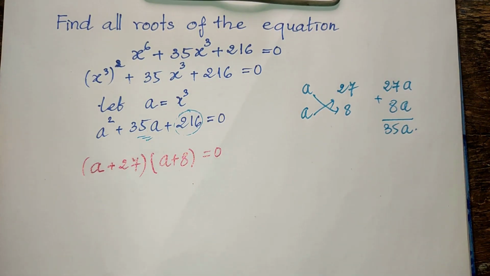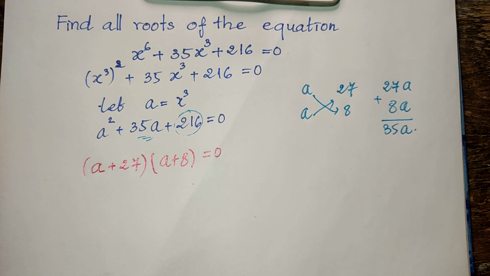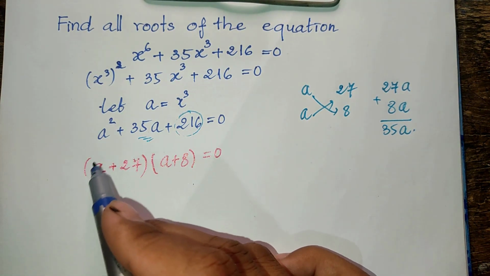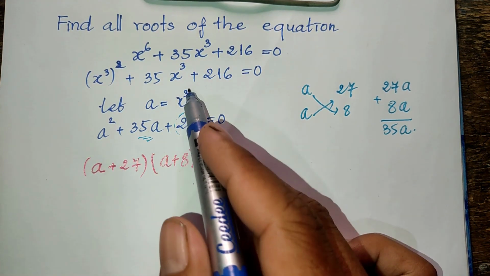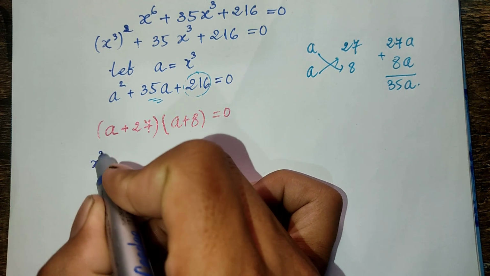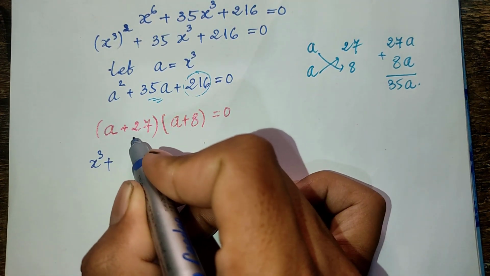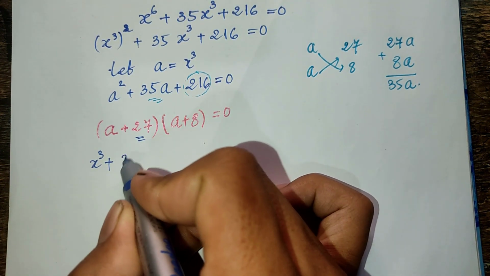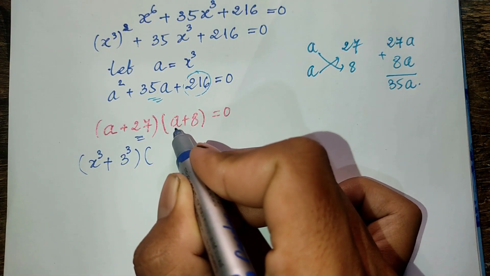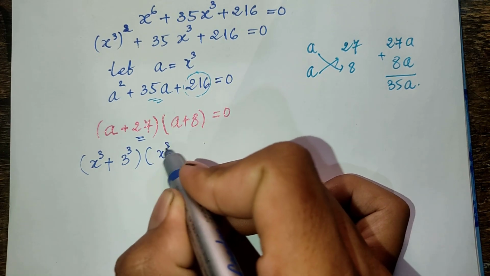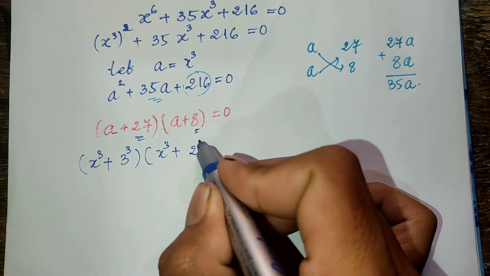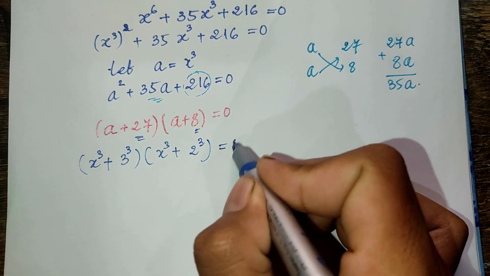Now I replace a by h to the power 3. So I can write h to the power 3 plus 27, where 27 is 3 to the power 3, and h to the power 3 plus 8, where 8 is 2 to the power 3, equals 0.